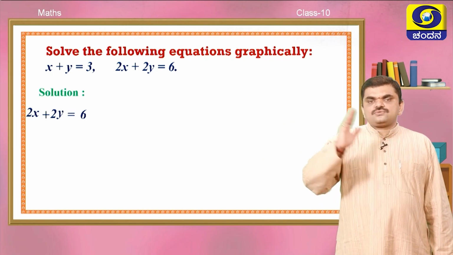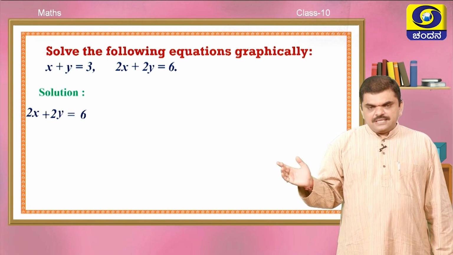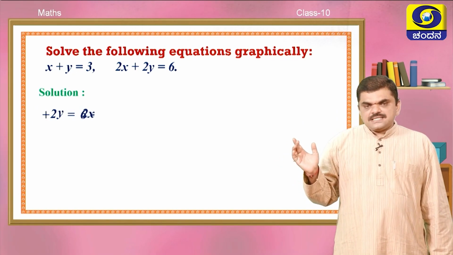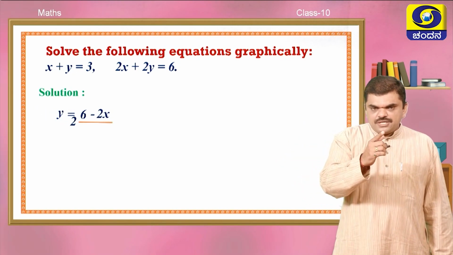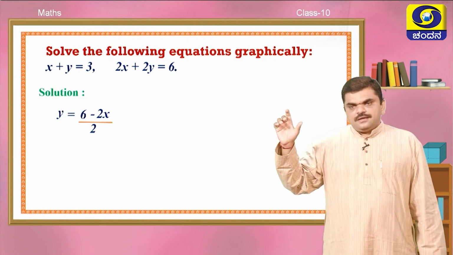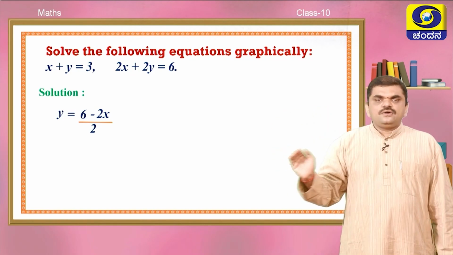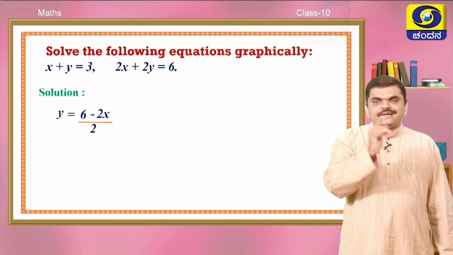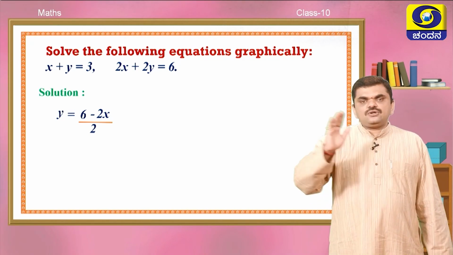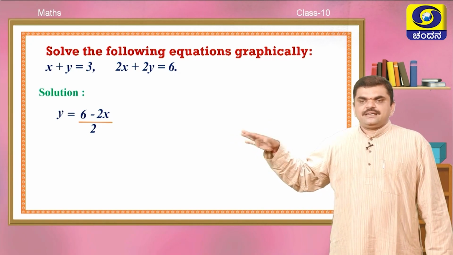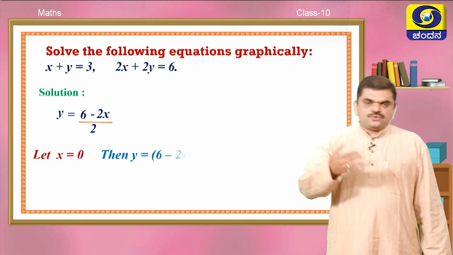Transfer 2x to the right side, it becomes minus 2x, so 2y is equal to 6 minus 2x. The coefficient of y is 2, and when we divide both sides by 2, the 2 on the left-hand side gets cancelled and becomes y. y is equal to (6 minus 2x) divided by 2. Let us substitute the values.